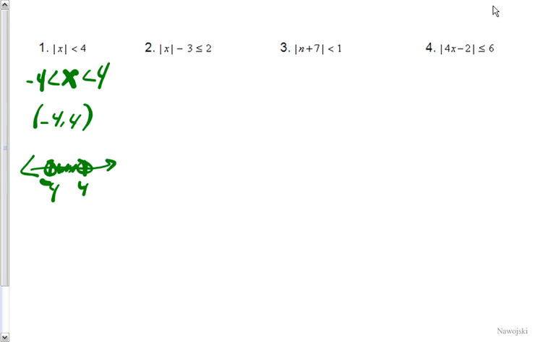Always try and get your absolute value on the left side. It makes it so much easier. Sometimes you can make mistakes if you have it on the right side, so just try not to do that, okay? Just get the absolute value always on the left.